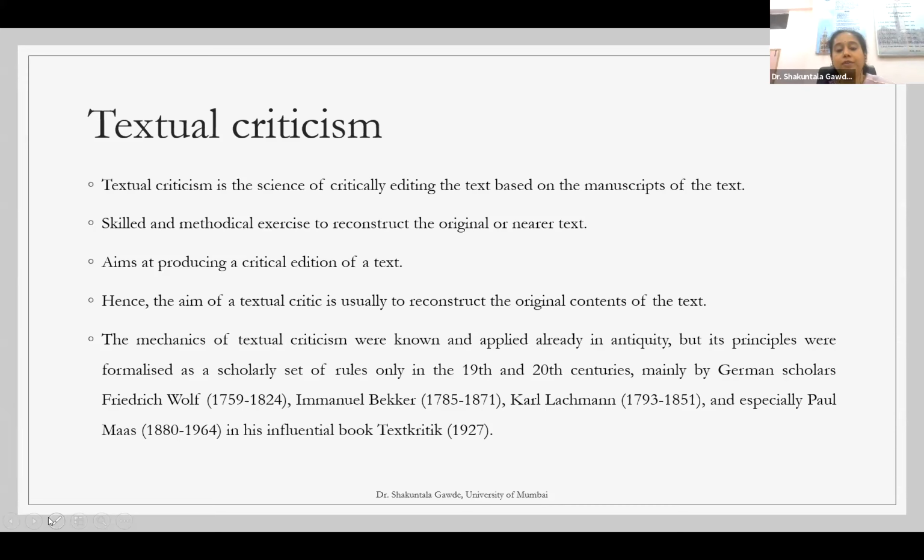It is not that if you get one manuscript and that is sufficient to publish the text. It is not so. You have to collect all the possible manuscripts of that particular text.